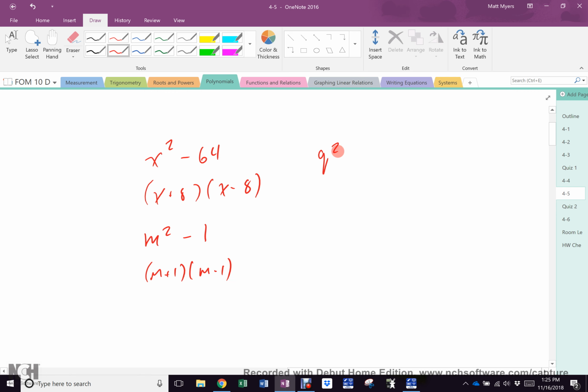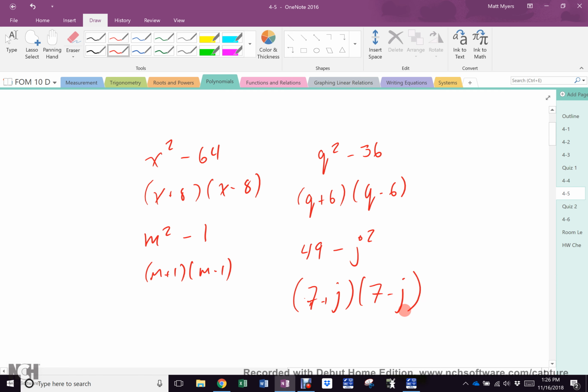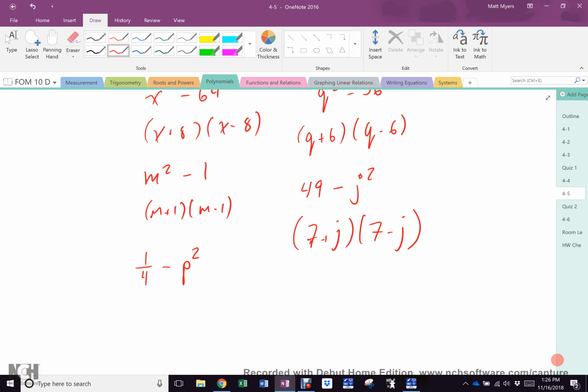Yeah. Q squared minus 36. 6. Q plus 6. Q minus 6. 49 minus J squared. 7 plus J. And then 7 minus J. Everybody good? Yeah. 1/4 minus P squared. Mr. Myers. 1/2 plus P. 1/2 minus P.